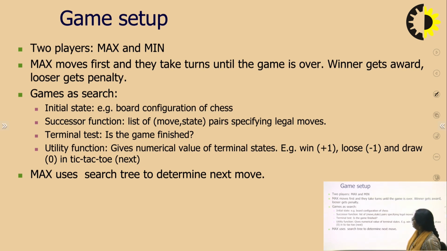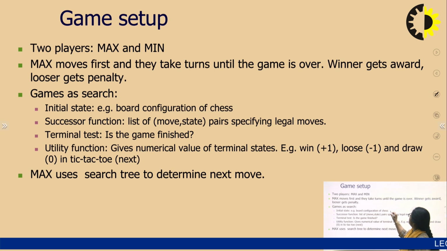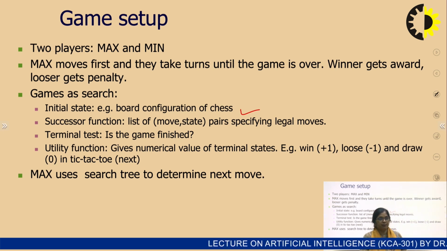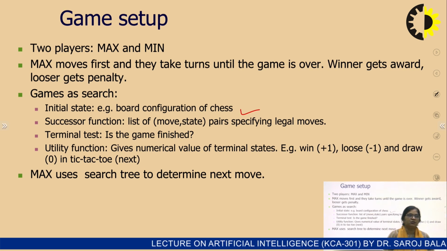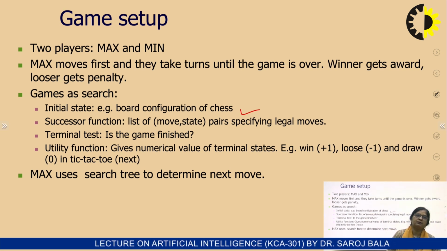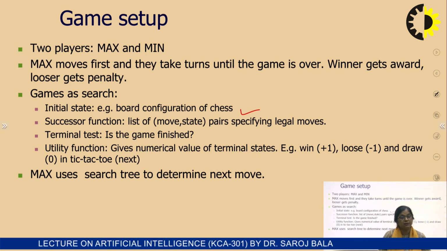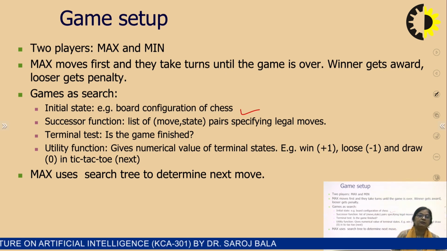Okay, so our initial state will be, let us take the example of chess, the board configuration of chess. Now what will be the successor action? We know we have four components to define a problem. First one is the initial state. Second is the successor function, which is the action. Third one is the goal test, which we are calling here the terminal test. And the last one is the path cost.